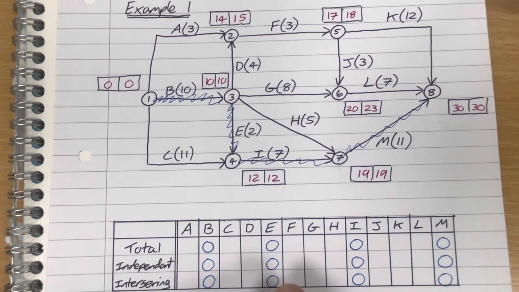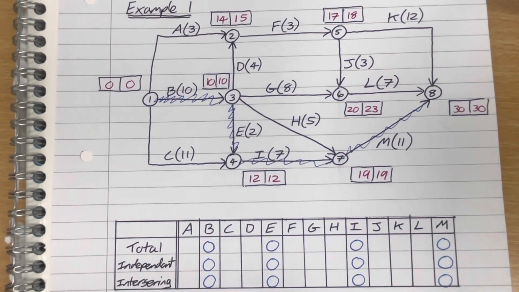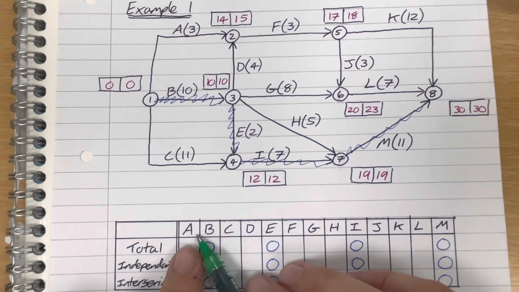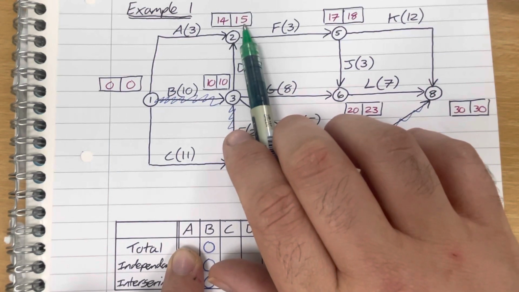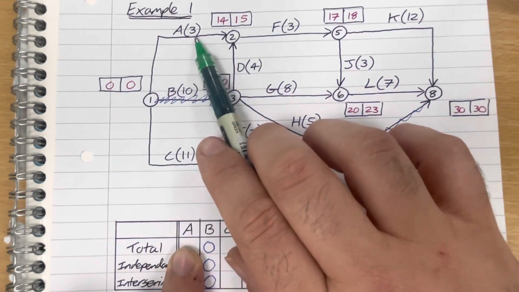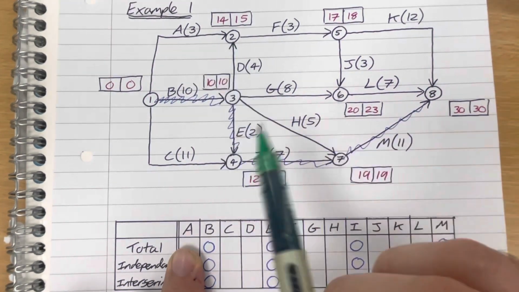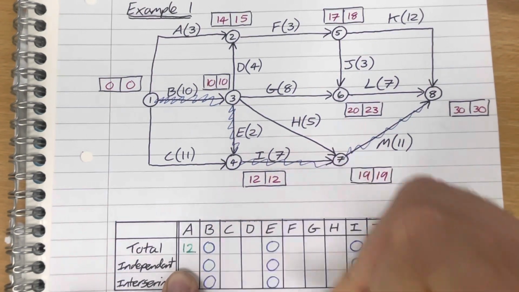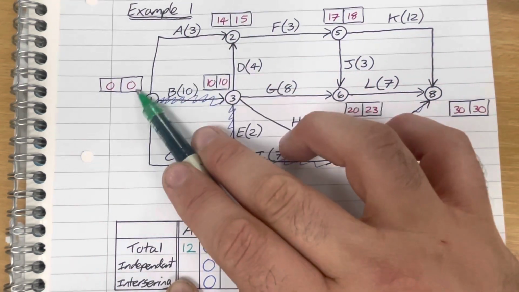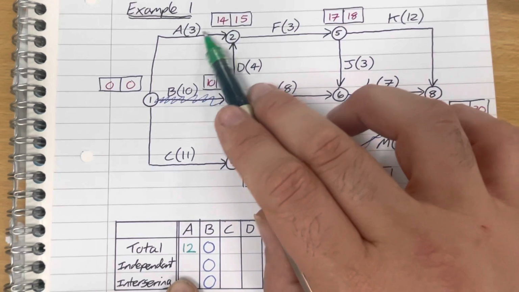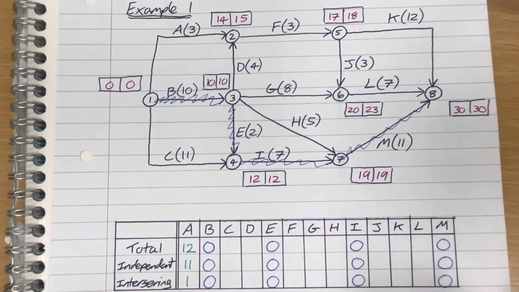What's also true is the float of all the rest will not be 0. The total float won't be, at least. Independent and interfering may be, but the total float is guaranteed not to be. Okay, so let's look at activity A. So activity A is here. It's got an end late time of 15 and a start early time of 0 and a duration of 3. So its float is 15, subtract 0, subtract 3. So its total float is 12. The independent float is the inside number, so 14 and 0. So 14 minus 0 minus 3. So its independent float is 11, which means its interfering float is 1, because that's the difference between them.